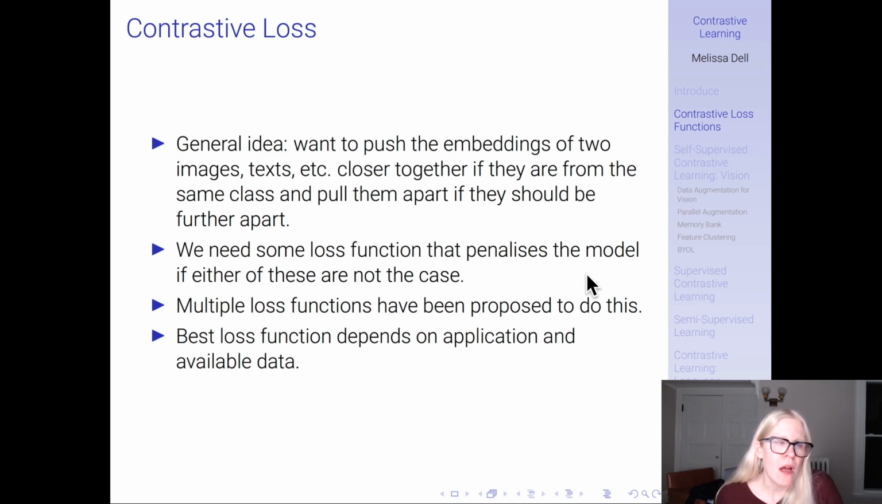And so we need some loss function that penalizes the model if either of these are not the case. So we want to penalize the model if vector representations of instances from the same class are not nearby. And we also want to punish it if the representations of instances from different classes are close together.